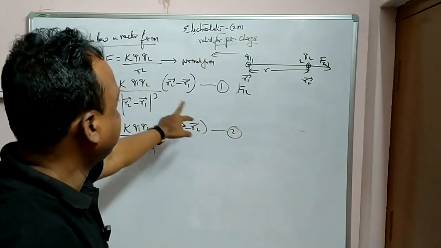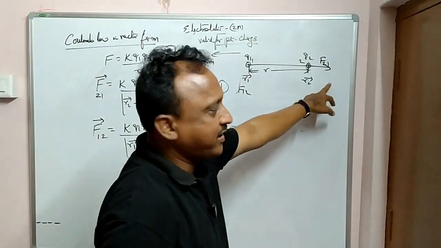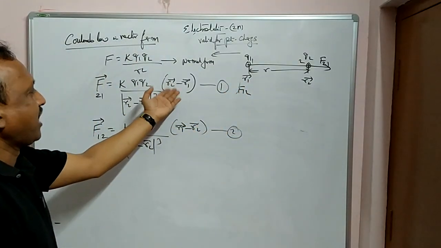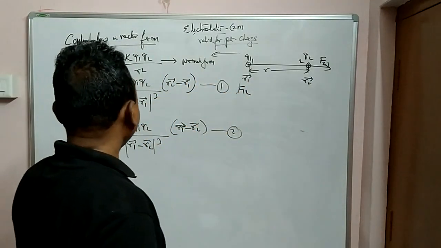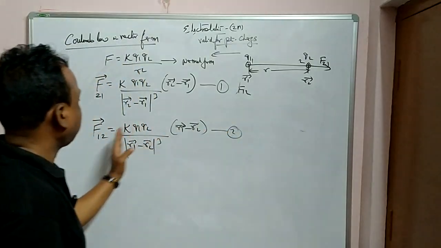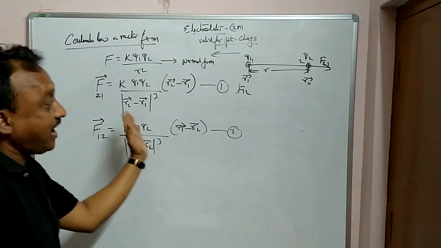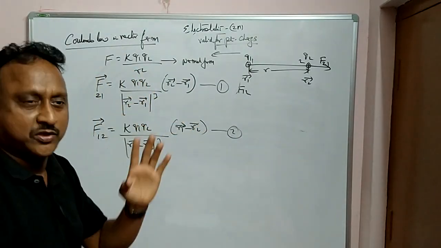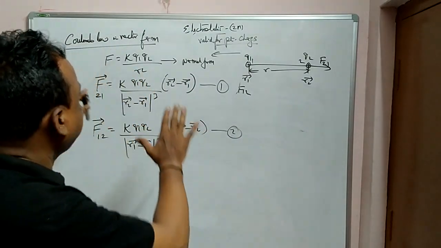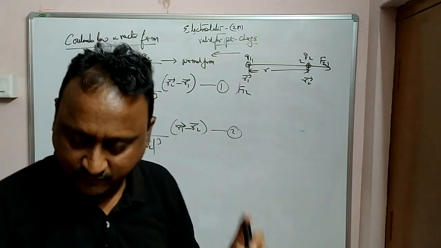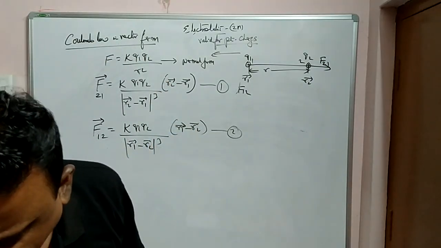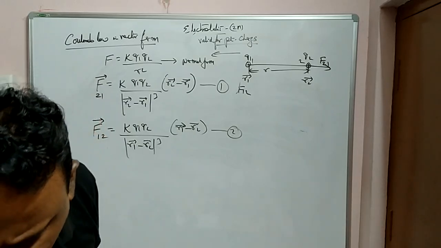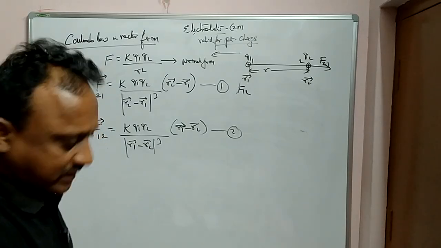Very, very important. So the force acting on the second due to 1, in this direction, is K Q1 Q2 by modulus of r2 minus r1 vector whole cube, into r2 minus r1. The force on 1 due to the second one is nothing but K Q1 Q2 by modulus of r1 vector minus r2 vector whole cube, into r1 vector minus r2 vector. This is how you have to represent it in vector form. In the examination they may ask in any way. It is very easy to write down, nothing to confuse. Okay, clear? Any doubts?